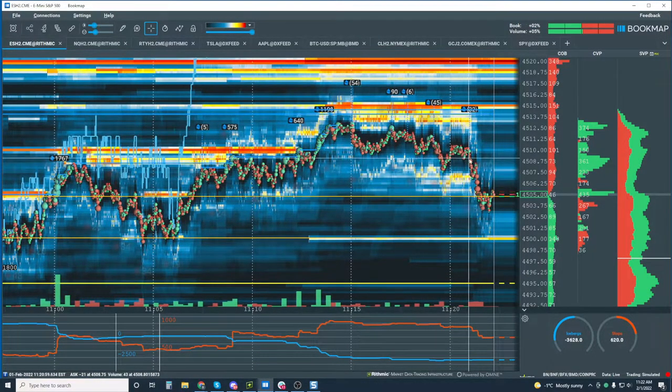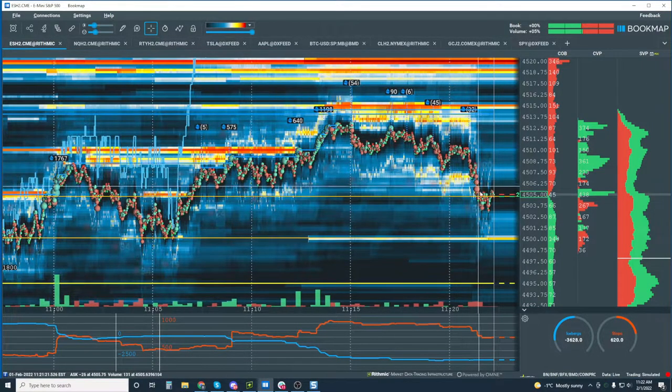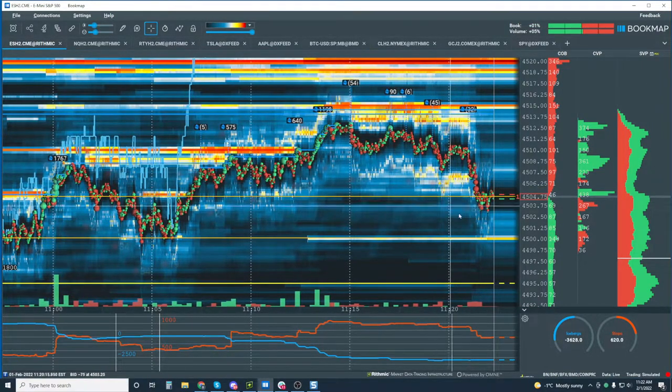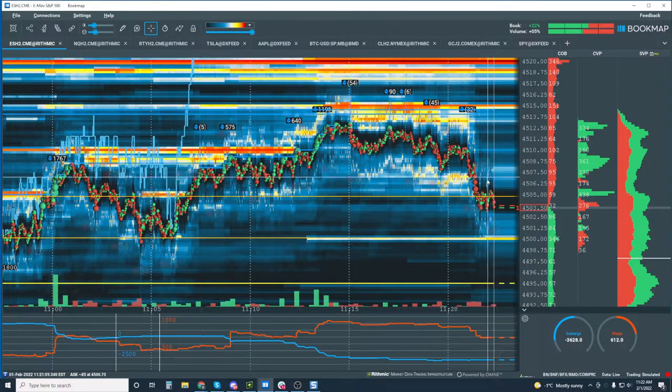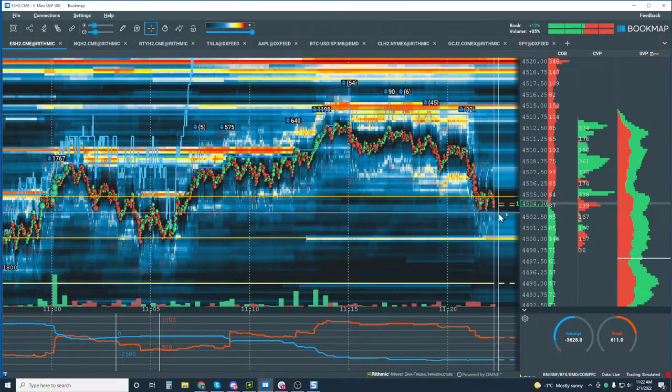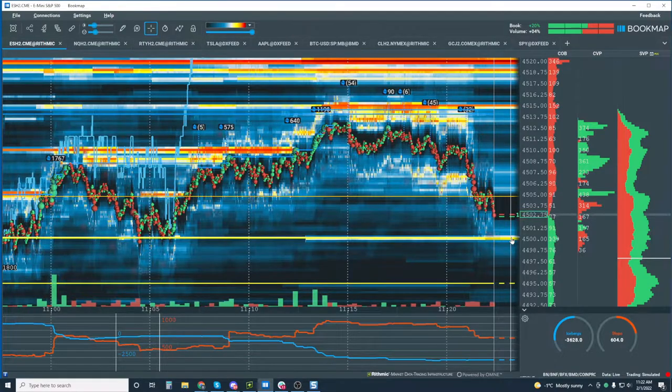Okay, sellers are in control from this point onward, in this very small time frame in here. So, yeah, looks like they're going to try to extend it down to 4,500 here.